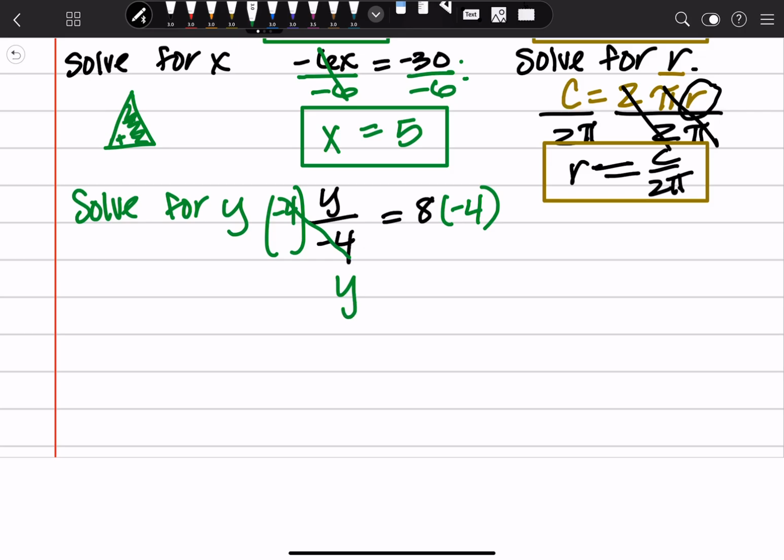Now, -4 divided by -4, one's out. So you get y, and it's going to equal 8 times -4. Let's just worry about the numbers. 8 times 4 is going to get you 32. Let's use that fancy triangle we've got again. We've got a positive and a negative. So we're going to cross this down, which means you're left with a negative. And that's our answer.